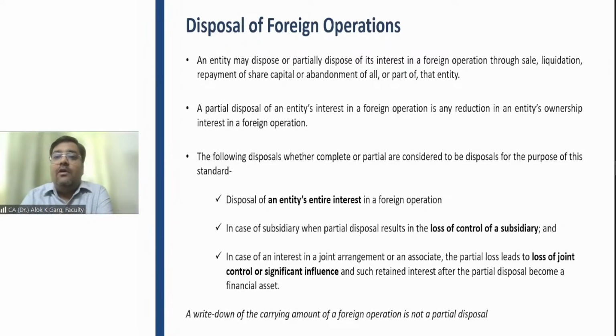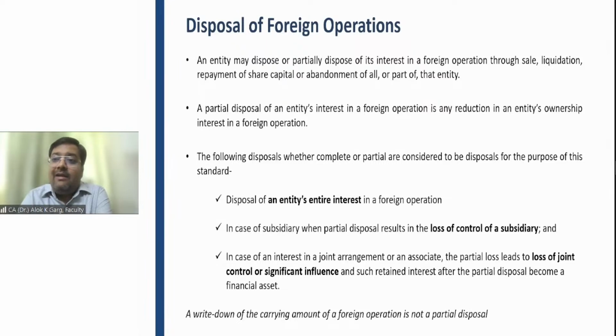Second scenario, where I have not disposed of 100%, but I have lost control, right? From 80%, 90% or 100%, I have gone down to 30% now. So I have lost control. Third, from 80-90%, I have gone down to 60%. So my stake has been reduced, but my control has not been lost. Earlier I was controlling, now also I am controlling, right? Only the stake has been reduced.